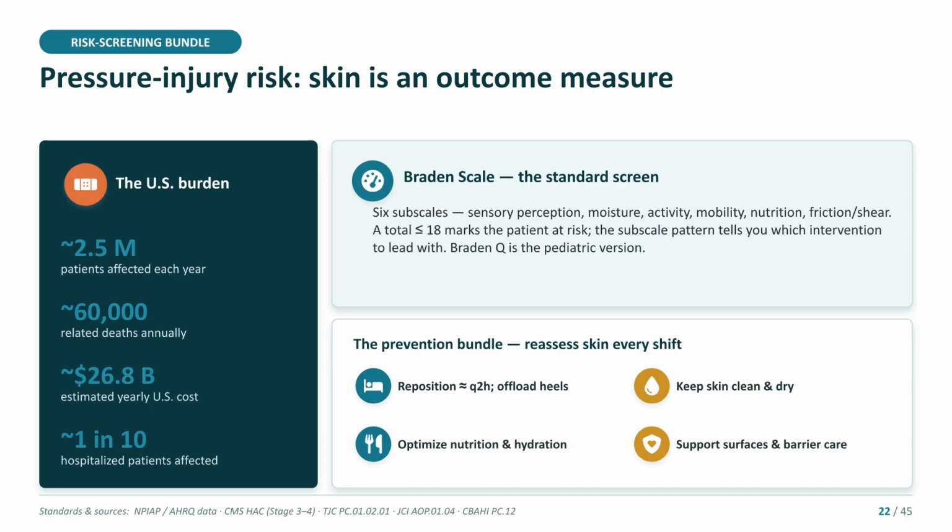Pressure injury risk is an important outcome measure. The Braden Scale, with its 6 subscales, is the standard for assessment. Our prevention bundle, which includes regular repositioning, keeping skin clean and dry, and optimizing nutrition, is vital, and skin must be reassessed at the start of every shift.